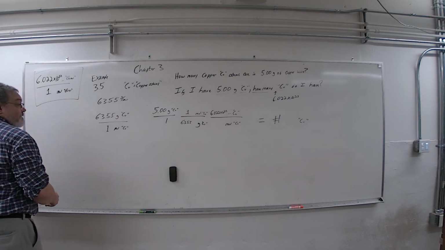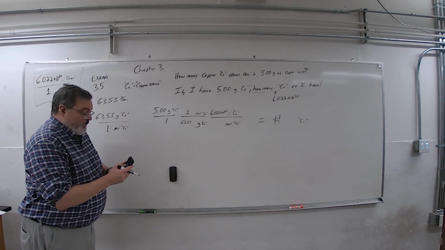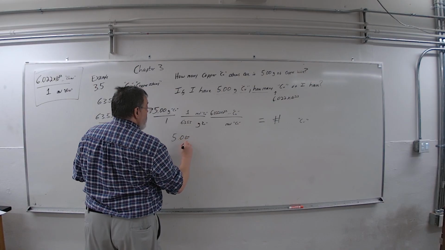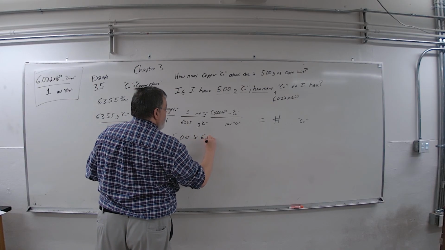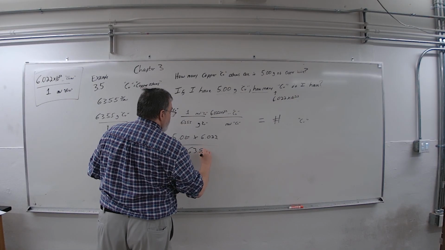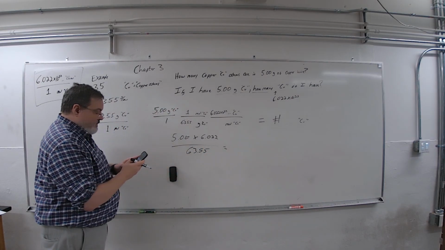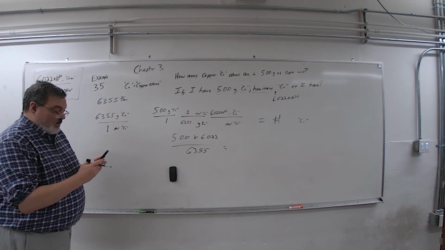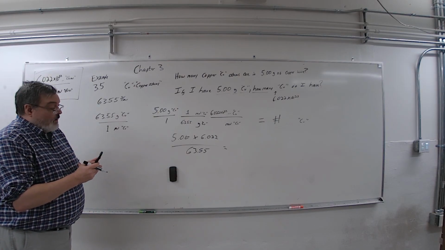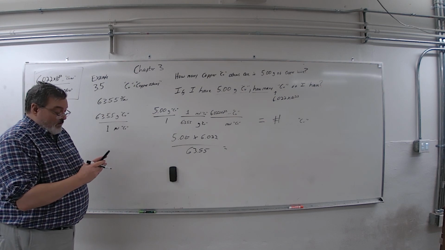And if I did this, I would ignore the 10 to the 23 at first. I'm going to go 5.00 times 6.022 divided by 63.55. I'll just do that first. 5.00 times 6.022 divided by 63.55.